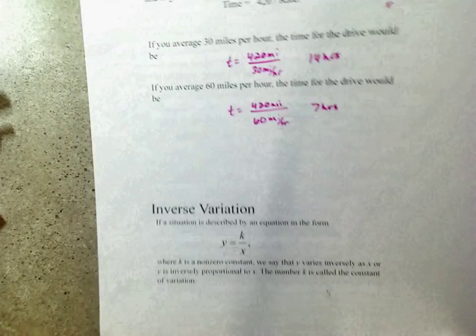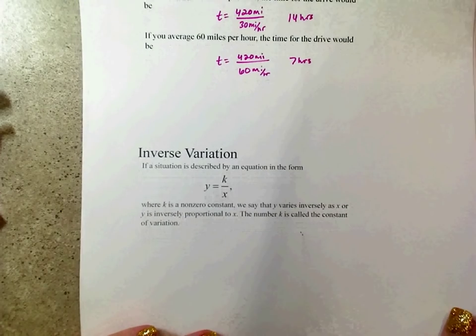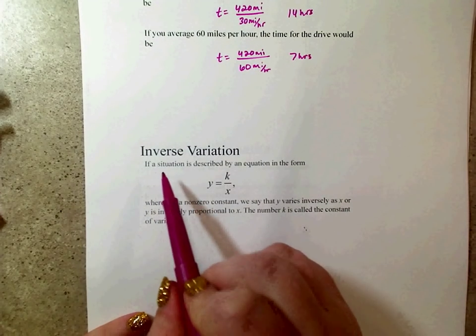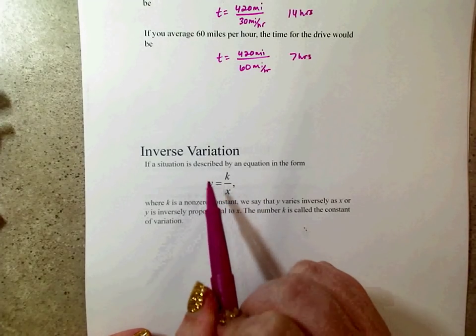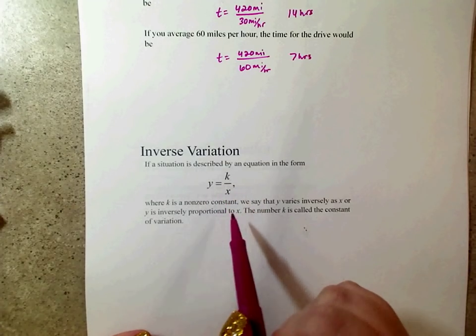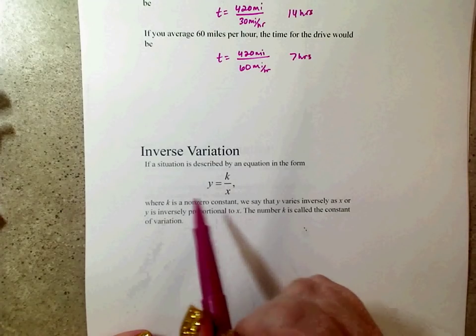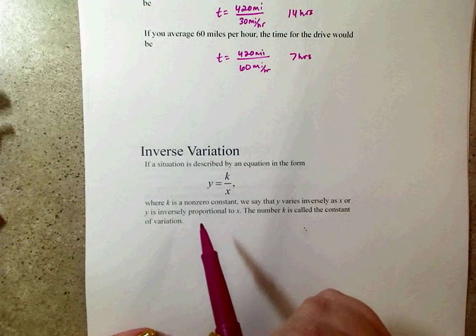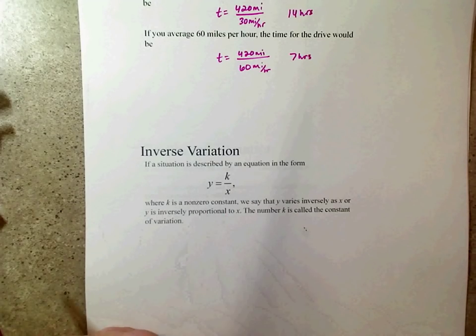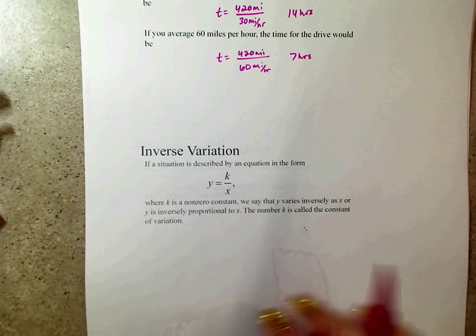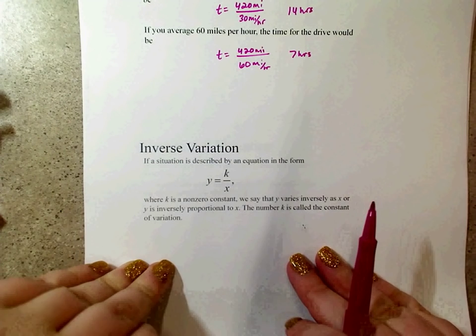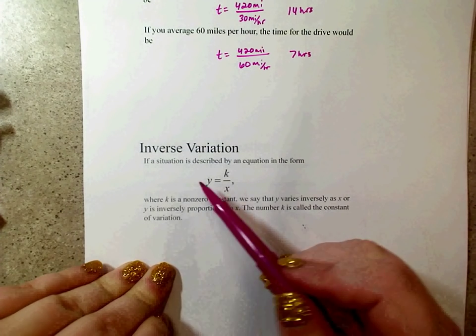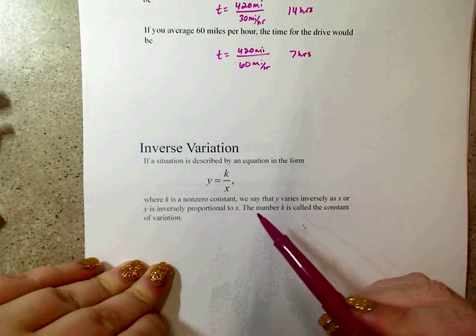Inverse variation in general: if the situation is described by an equation in the form y equals k divided by x, so inverse, I always think reciprocal, it's in the denominator. It's not direct, it's indirect. Where k is a non-zero constant, we say that y varies inversely as x, or y is inversely proportional to x. The number k is called the constant of variation. Definitely write down inverse variation, this, and y varies inversely or inversely proportional to on your green sheet.